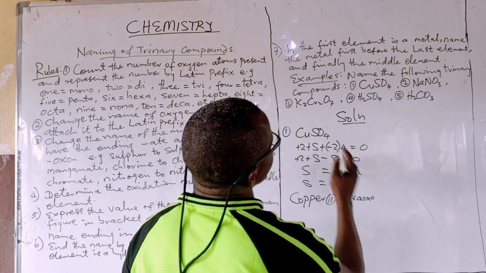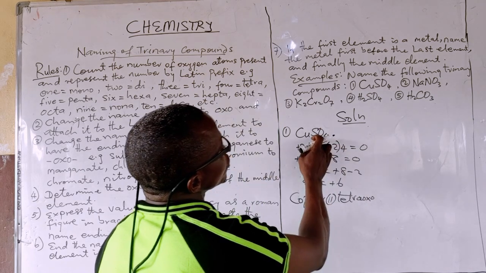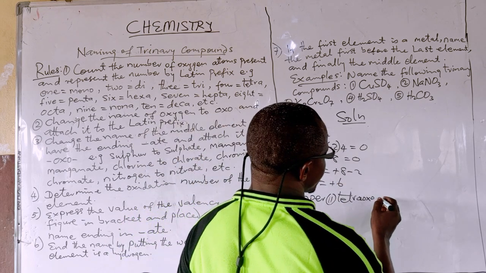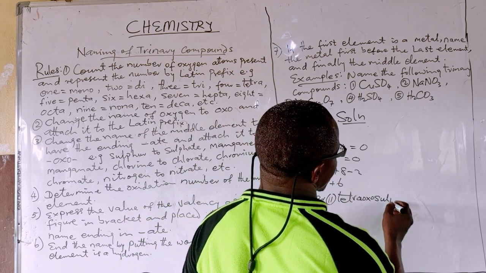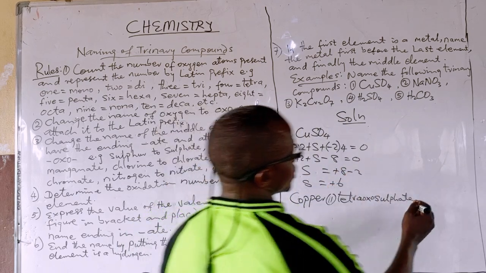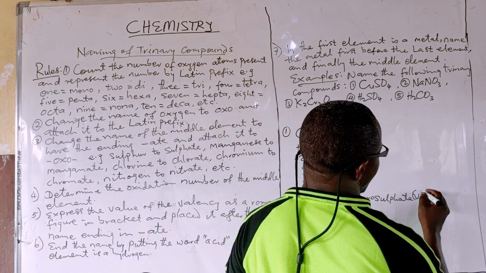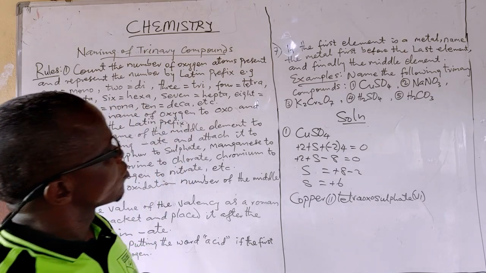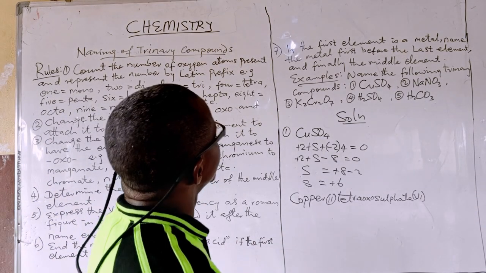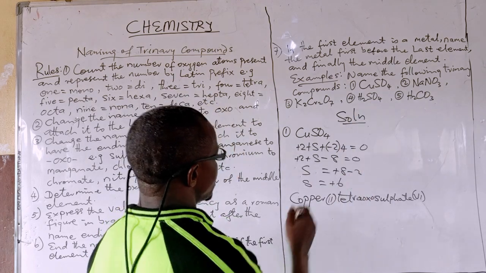Also, you now come to sulfate. Remember, sulfur changes to sulfate. Sulfate 6. That's the name. Okay, now having known that, let's do the second one.